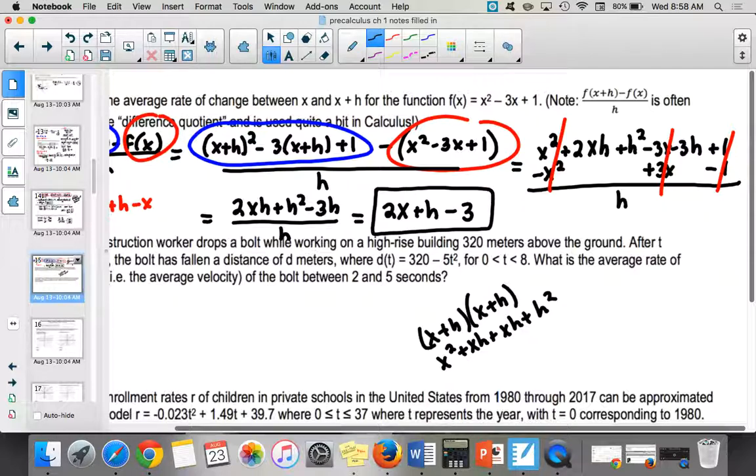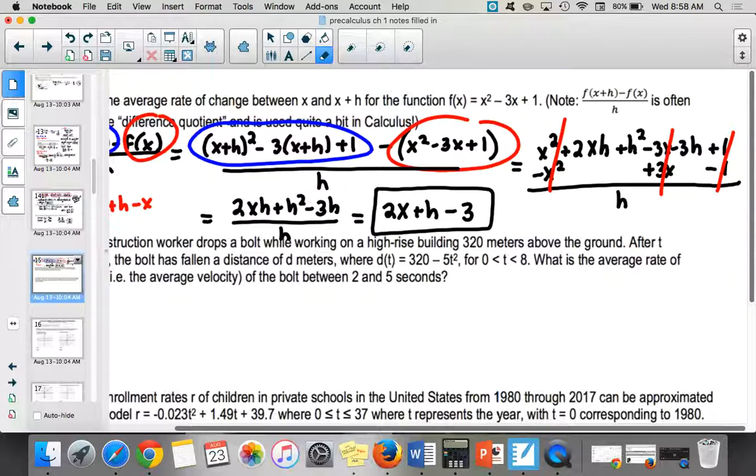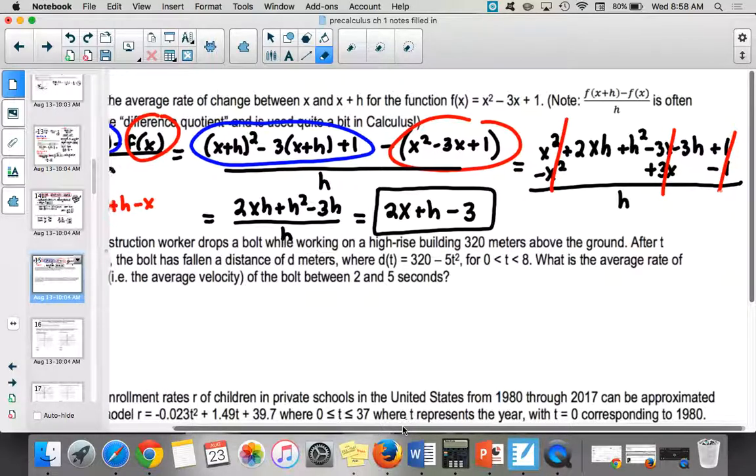And then in calculus, you'd go that step further. You'd take h as it went to 0. So what happens when h goes to 0? What's your final answer? 2x minus 3. Exactly. Good.